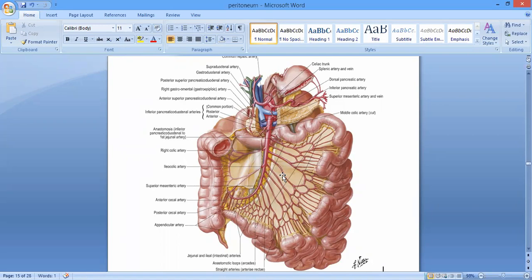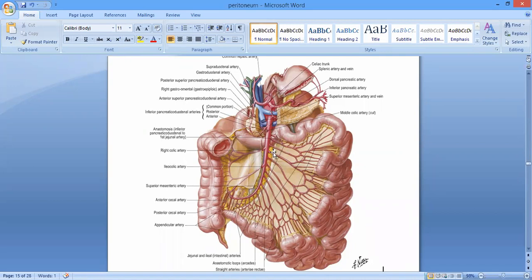So mesentery, I told you, these folds of the peritoneum are named according to their locations and according to the organs they are attached to. Is it clear? So mesentery is basically a term used for the fold of the peritoneum which suspends the coils of the small intestine. Okay? So you can see it's a broad fan-shaped fold of the peritoneum, which suspends the coils of the small intestine with the posterior abdominal wall.